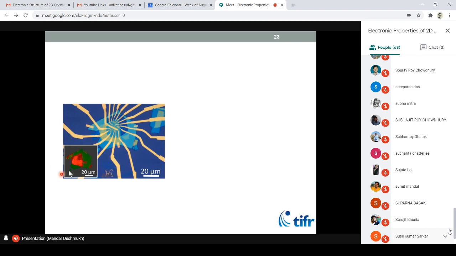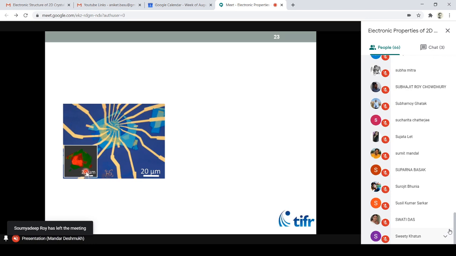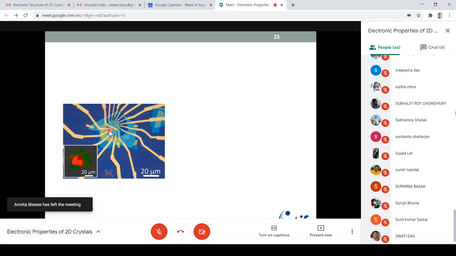Once you make these kinds of layers, called twisted bilayer graphene, twisted double bilayer graphene, which is what we have been focusing on, we can make complex devices. To give you a scale bar, this is about 20 microns. These are lots of electrical connections for different electrical signals.